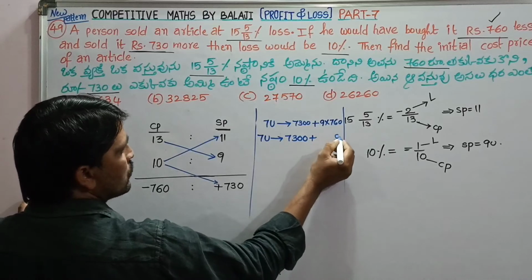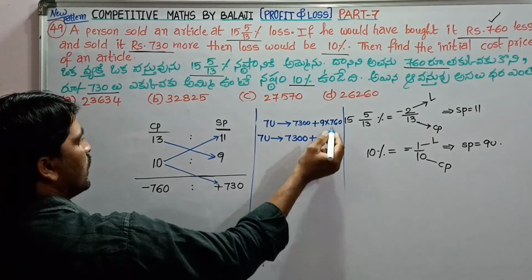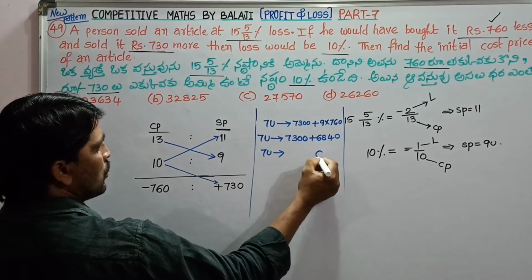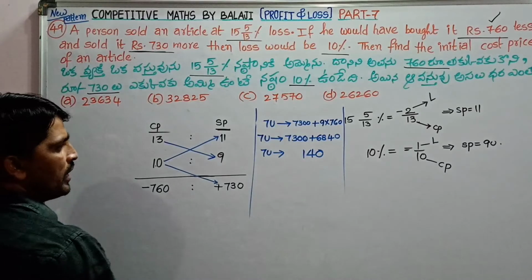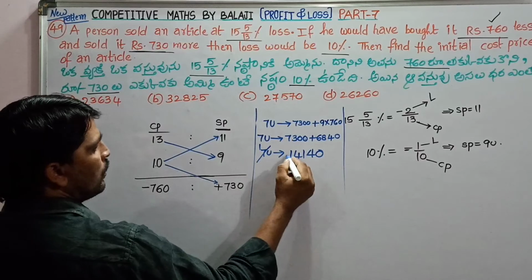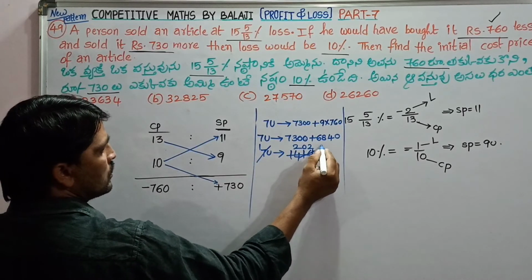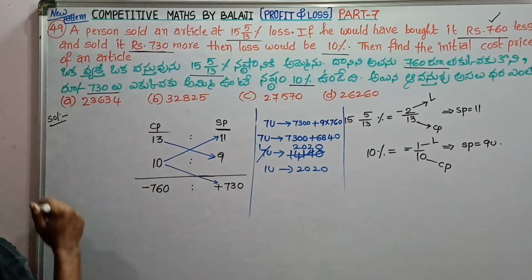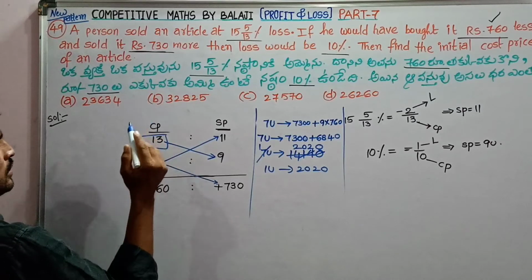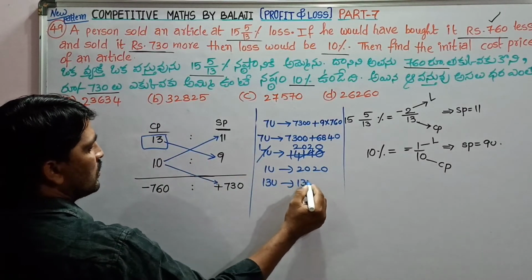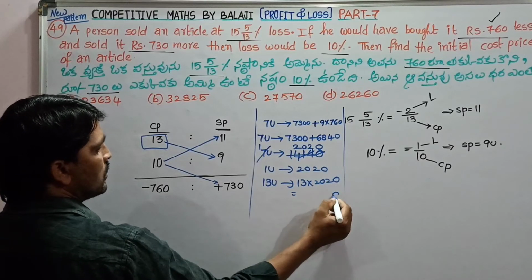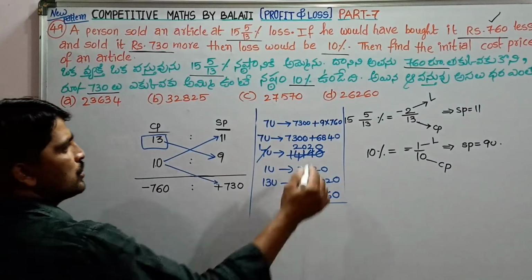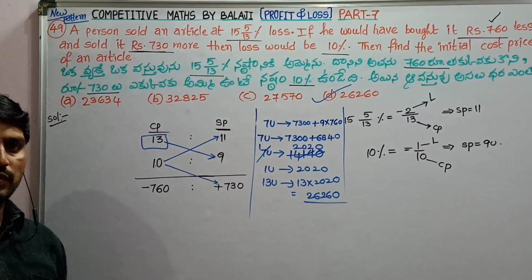7300 plus 9 6s are 54, 5 carry, 9 7s are 63 plus 5, 68. Yes, 7 units value is 14,140. Then 1 unit value, 7 2s are 14, is 2020. Then we have to find the cost price of the article. That is, initial cost price is 13 units. 13 units value is 13 into 2020. 13 zeros are 0, 3 2s are 6, again 3 2s are 6. So 26,260 is the initial cost price of the article.